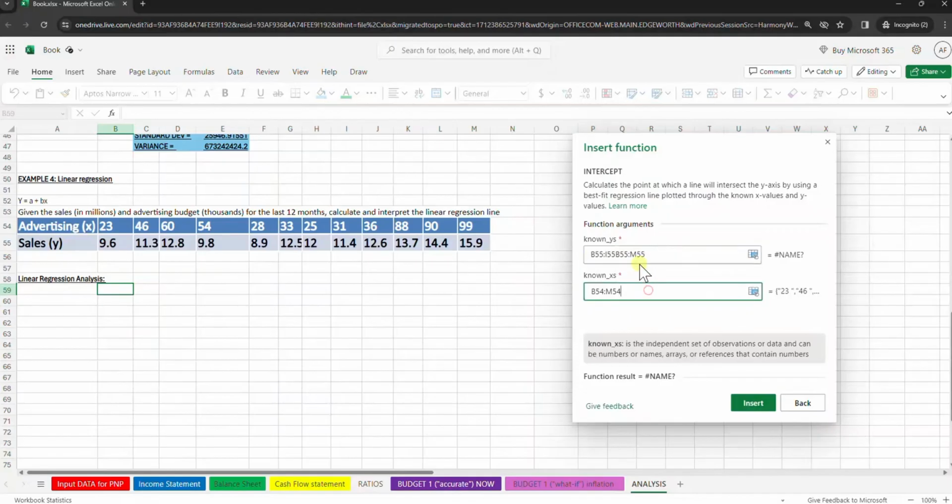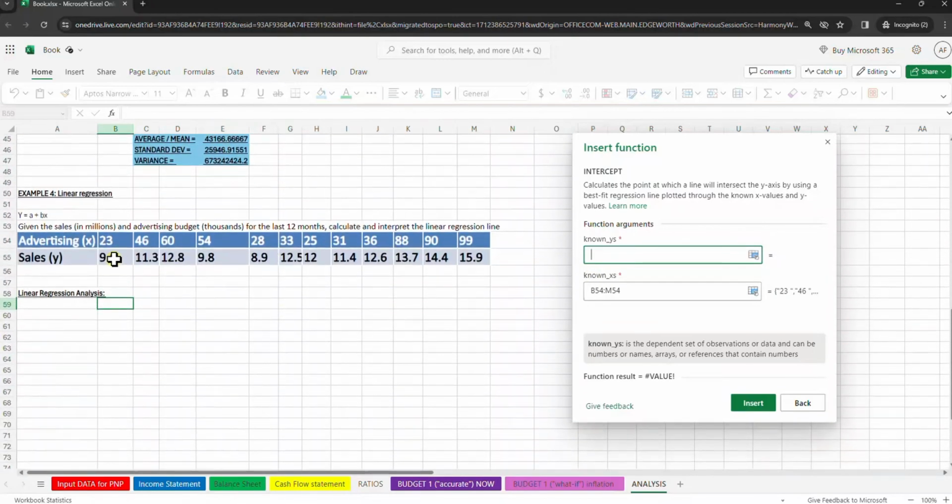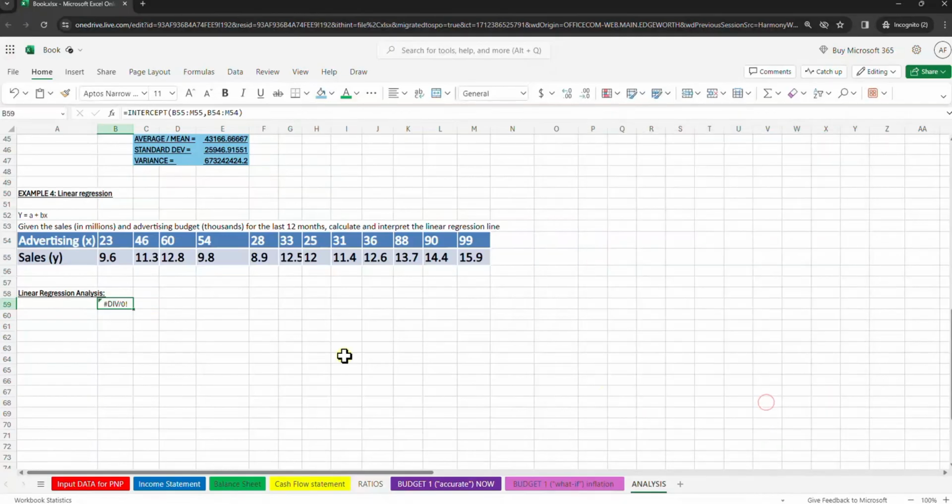Hold on, that did it twice. I need to backspace, sorry. Let's do that again. Let's highlight the right data. There we go. So we only have to write it in once. And then this data, we've written it in once. Good. And then insert.